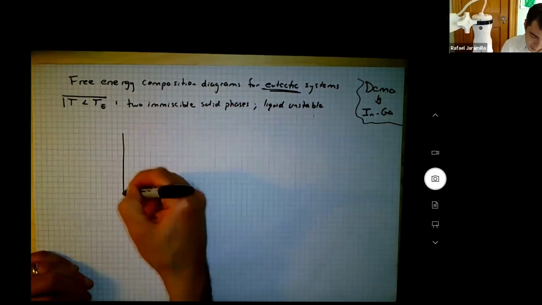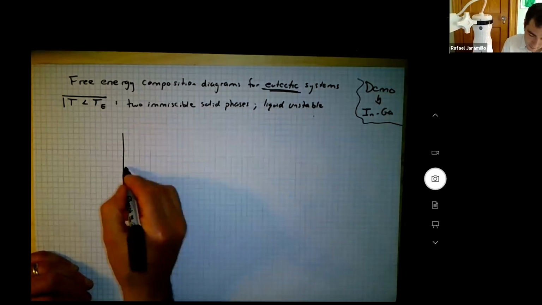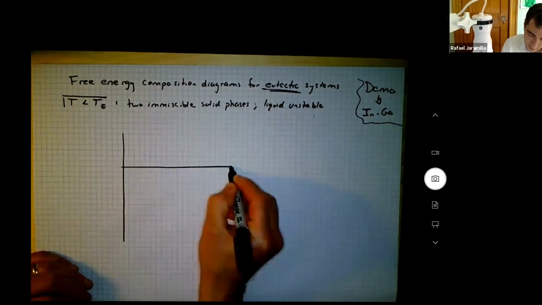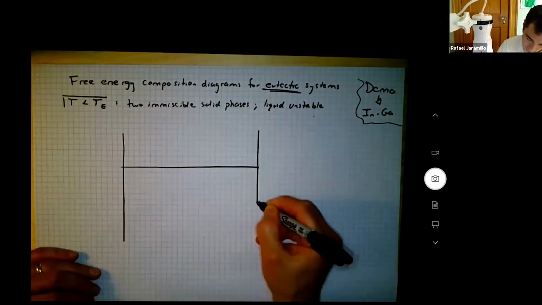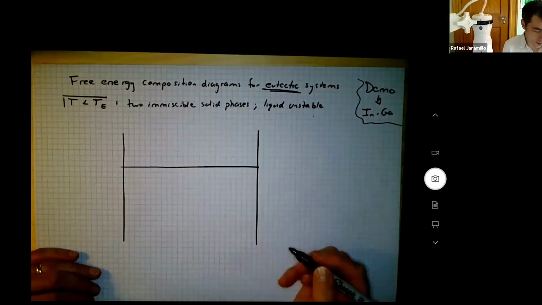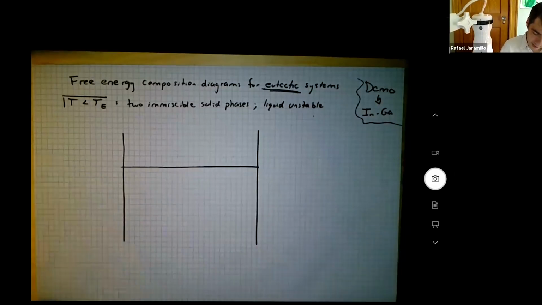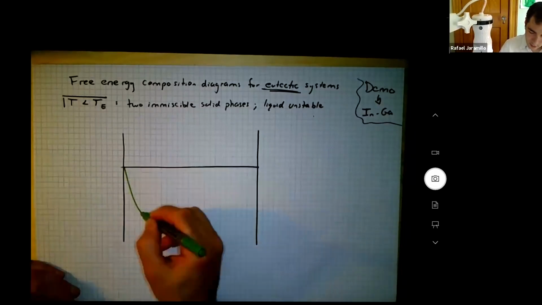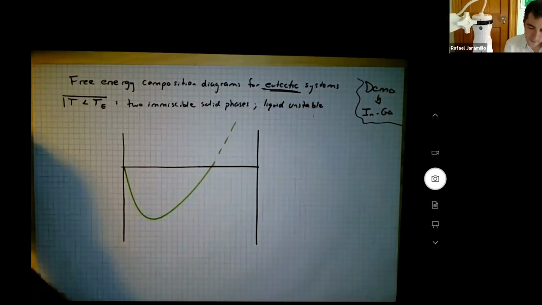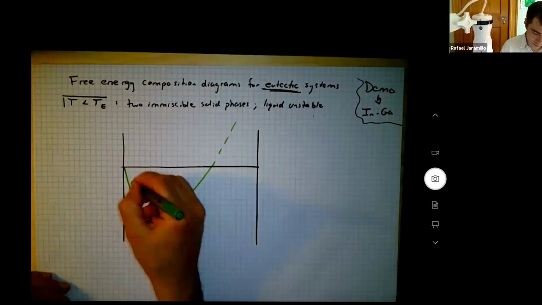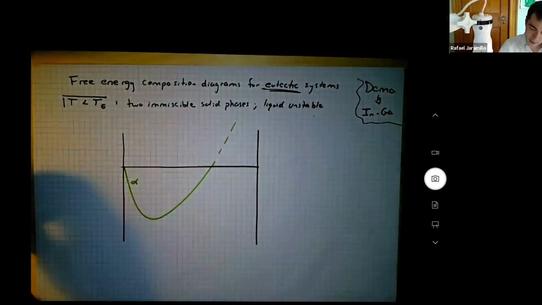So I'm going to draw a free energy composition diagram. This is now general. This is not particular to any one system. All right, so first let's have an alpha phase. Let's have a beta phase.